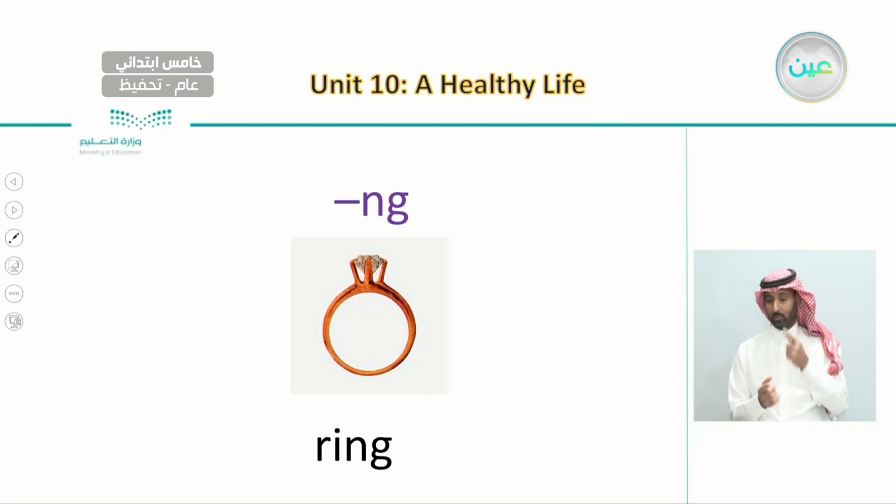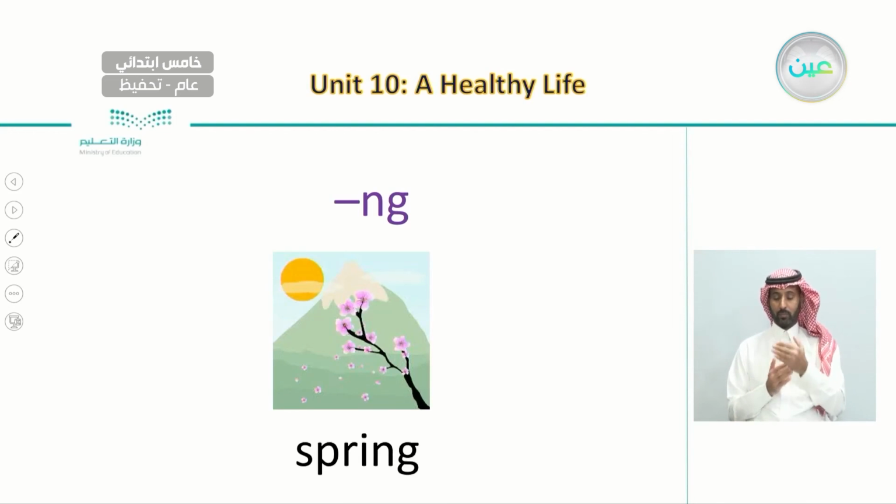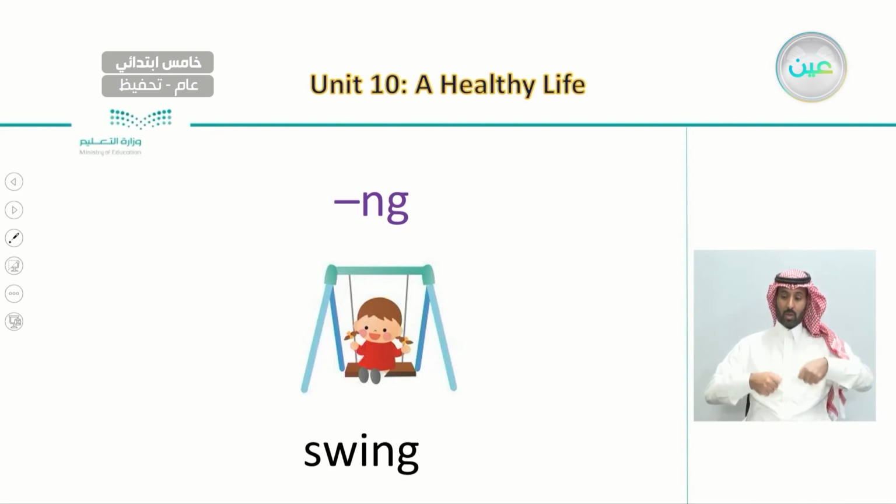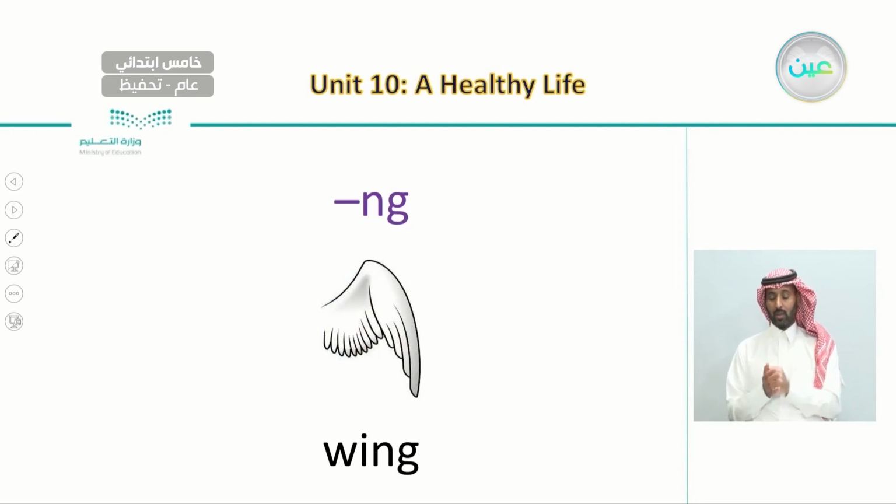Now let's get to know the words that end with N and G. We have words like ring. Ring, say after me, ring, ends with N and G. Also we have spring. Spring, say after me, spring, ends also with N and G. And here we have swing. Swing, ends with N and G. Also here we have wing. Wing, that ends with N and G.